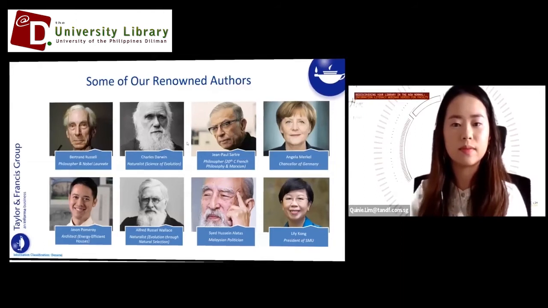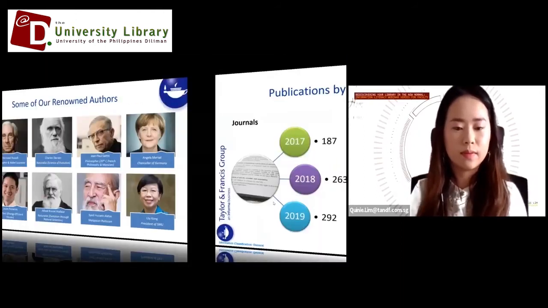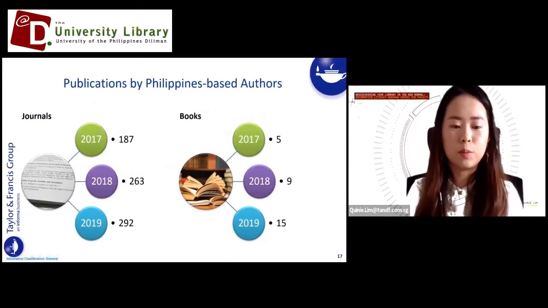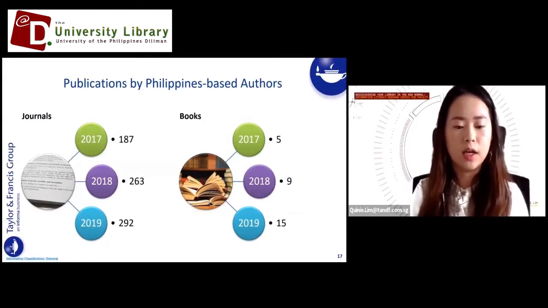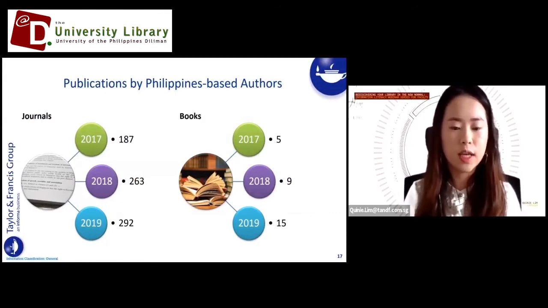The number of authors publishing with Taylor and Francis in the Philippines. So on the left-hand side are authors who published their research articles in journals, and on the right-hand side are book authors. These number of authors are unique and not indicative of the number of publications they have with Taylor and Francis, which means they could have published more than one book or more than one article.